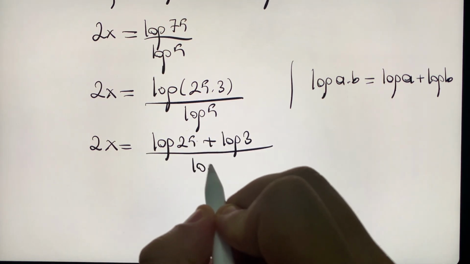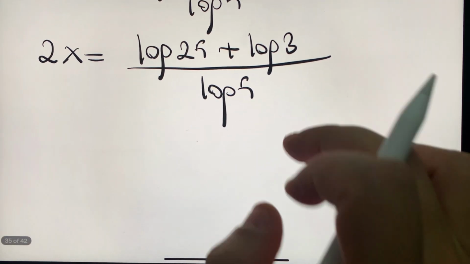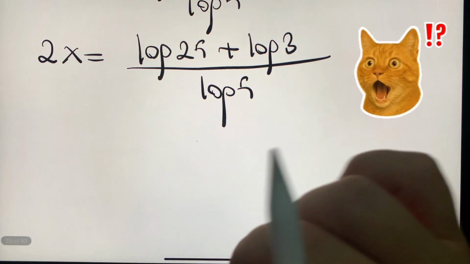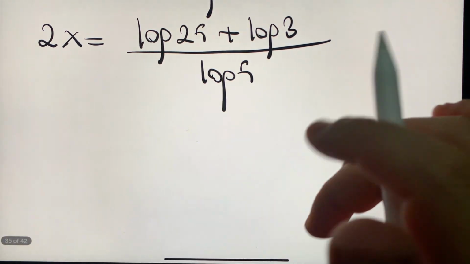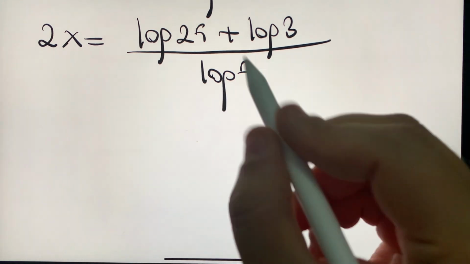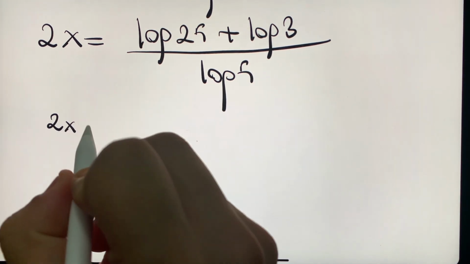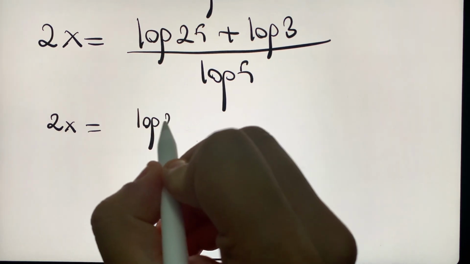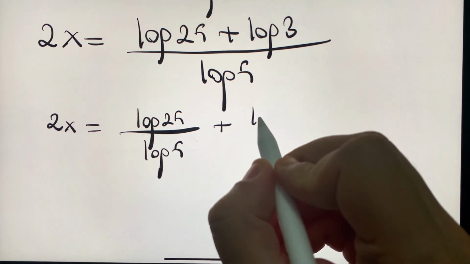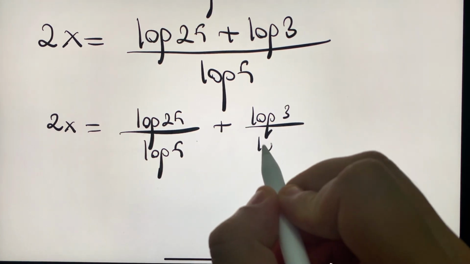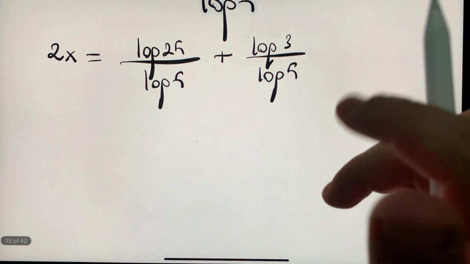All of it is still over logarithm 5. Are you listening, my friend? Yes, it's a funny question. If we continue, now these expressions have common denominators. What can I do with them? I can separate them, so I say 2x is equal to logarithm 25 divided by logarithm 5 plus logarithm 3 over logarithm 5.